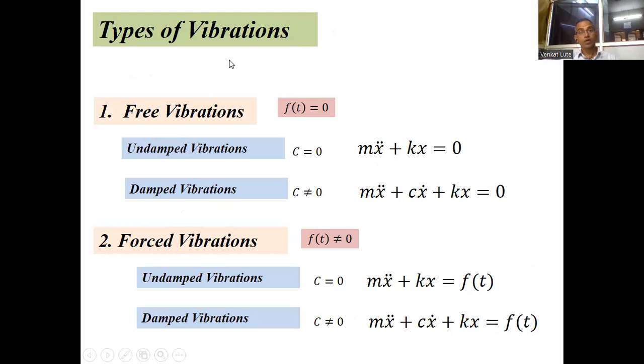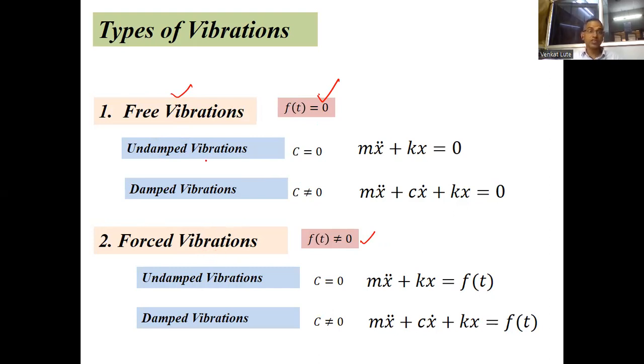Okay, so depending upon the kind of parameters involved in the system and whether the external force is present or not, we categorize the vibration into two. When the external load is not there, which is f of t equal to 0, we call it free vibration. When an external force is there, we call it forced vibration.